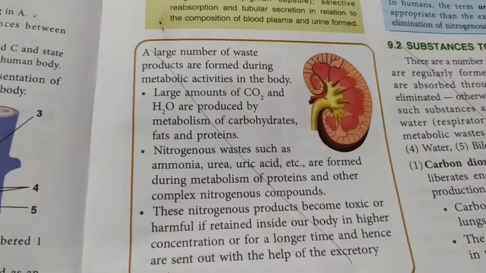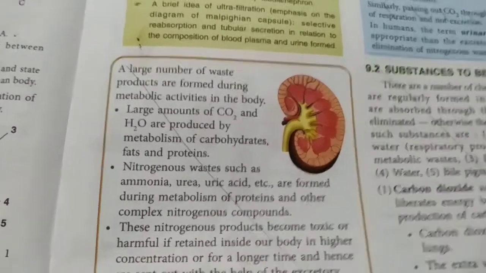Let's study 10th Standard ICSE Biology Chapter 9, the excretory system. This chapter is majorly about the kidney system. So it would have been appropriate to call it the urinary system, because the excretory system consists not only of the kidney, but various other organs like the liver, the skin, etc. The lungs as well.